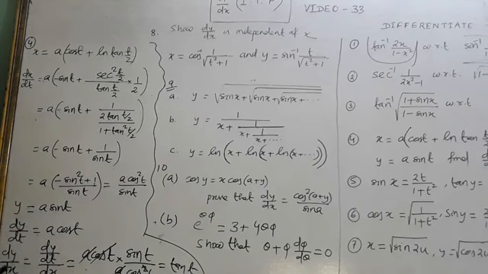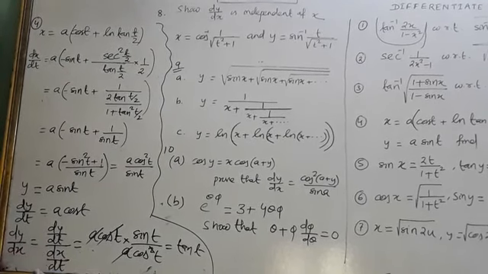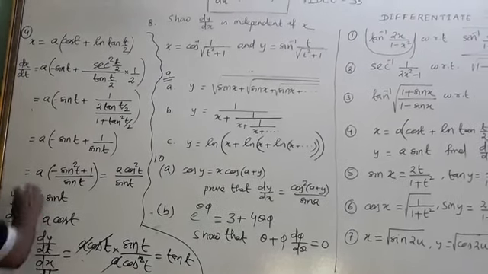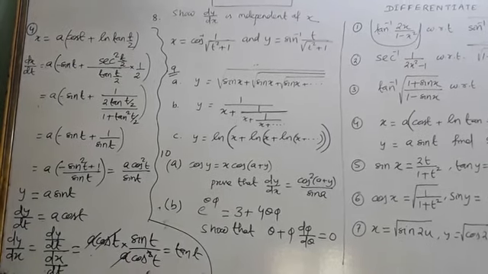If y is equal to a sin t, then clearly dy by dt is equal to a cos t. Now dy by dx is dy by dt divided by dx by dt, that is a cos t into 1 by dx by dt. I am directly doing, taking sin t to numerator and a cos square t to denominator. It becomes what? Tan t. Okay.